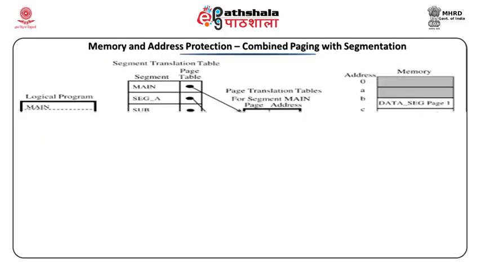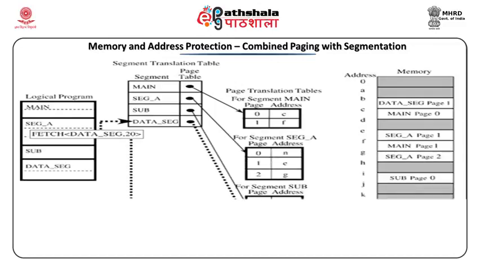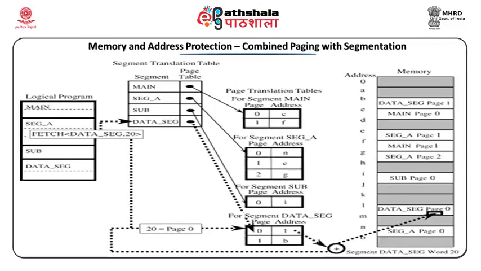Memory and address protection combine paging with segmentation. To be effective, we can use a combination of paging and segmentation. Logically, the program is divided into segments. The segments are stored in pages, using page tables. So for example, a logical program is divided into main, segment A, sub and data segment, and there is an instruction called fetch data segment, offset 20.